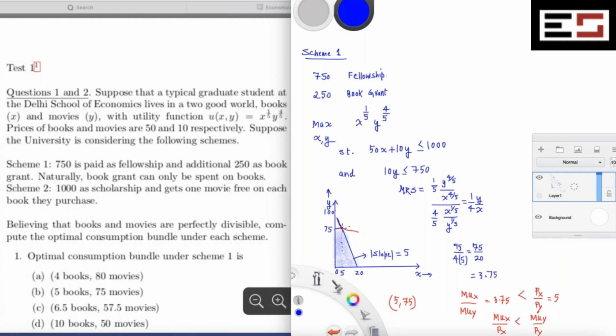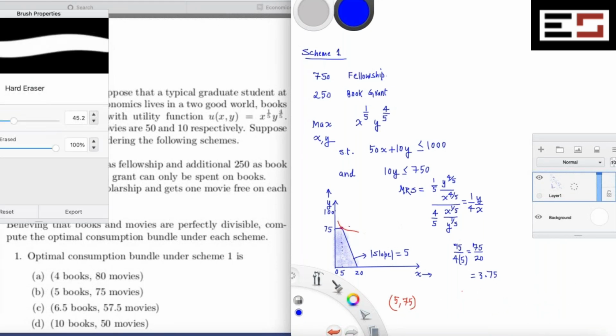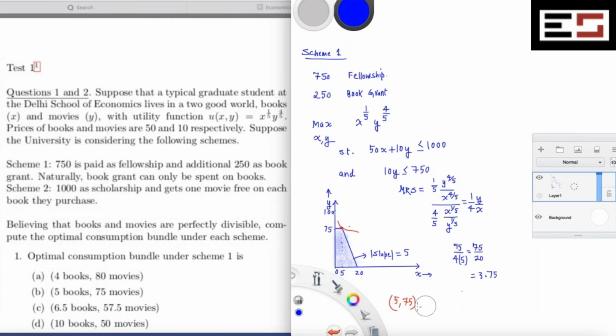Okay, while you would love to, if you are allowed, let's say if the budget line would have been like this, out of this 250, you would have loved to spend part of it on movies, but you cannot. The reason is because you cannot go in this direction. Okay, that's the economic intuition, and that's why the solution is 575. So let us do the next part.